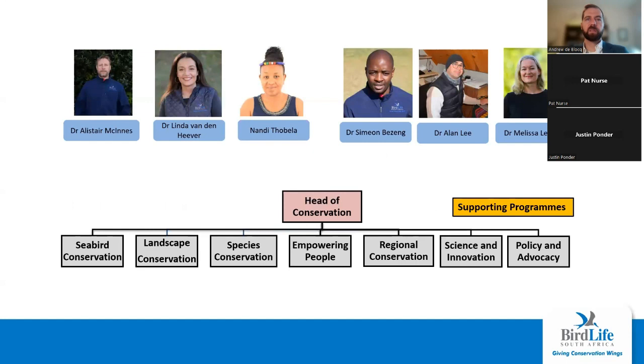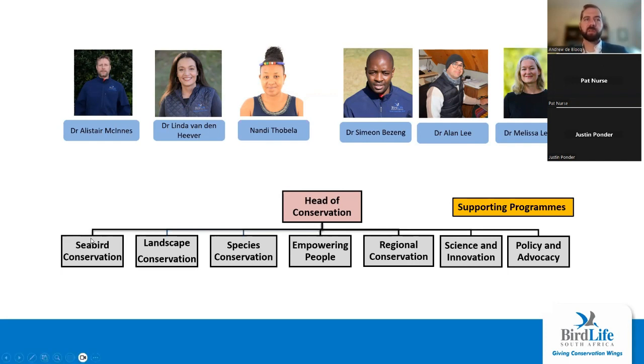We have 7 programs. We have 2 supporting programs. I hope you can see my mouse. Science, innovation, and policy and advocacy. Our regional conservation program deals with our partners outside of South Africa's borders. Obviously, birds transcend borders. They don't understand political borders. So we need to work with partners all along, for example, migratory flyways to make sure that birds are protected.